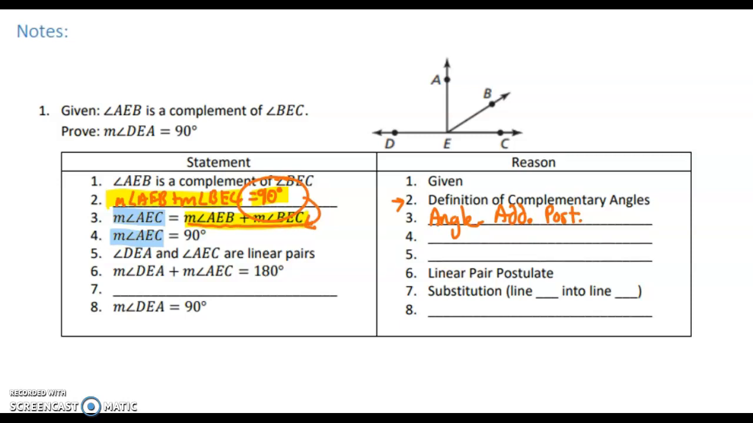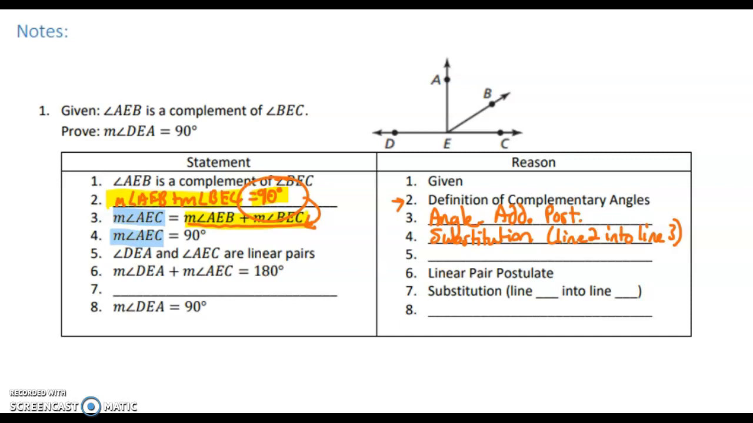So they use substitution. So I'm going to put substitution, and they took the 90 degrees from line 2, and they plugged it into line 3. They swapped out the yellow highlighted part of AEB plus BEC. They traded it out. They substituted for 90 degrees. So that's where line 4 came from.